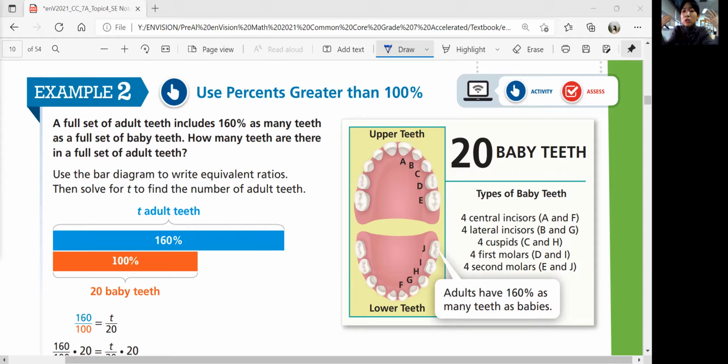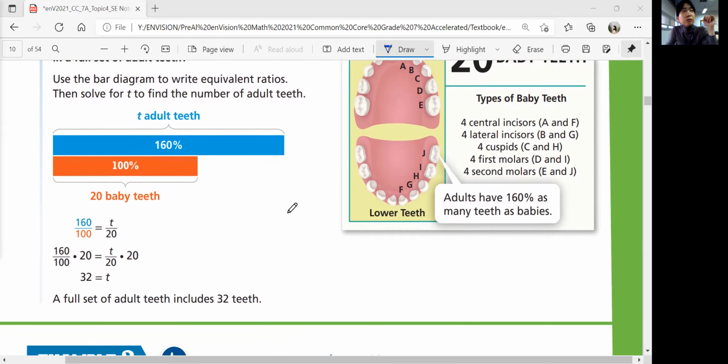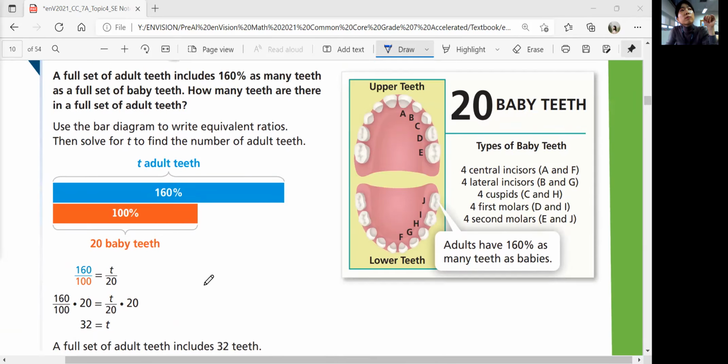That is reasonable thinking. If you ever want to check your answers, that could be a reasonable thought. So use the bar diagram to write equivalent ratios. If 100% is 20 baby teeth, 160% is how many adult teeth? Similarly, you're going to write a proportion: 160 over 100 is equal to t over 20. And what is t? You multiply 20 on both sides. 160 times 20 over 100 is 32.